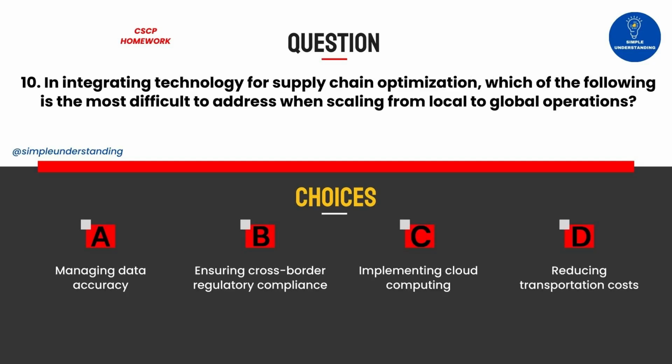10. In integrating technology for supply chain optimization, which of the following is the most difficult to address when scaling from local to global operations? A. Managing data accuracy. B. Ensuring cross-border regulatory compliance. C. Implementing cloud computing. D. Reducing transportation costs.